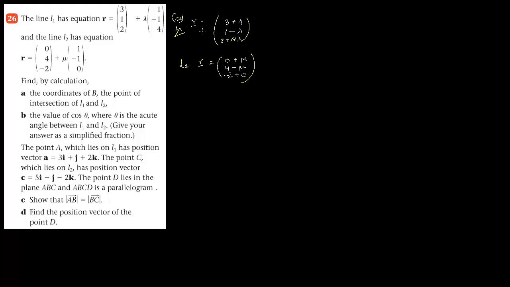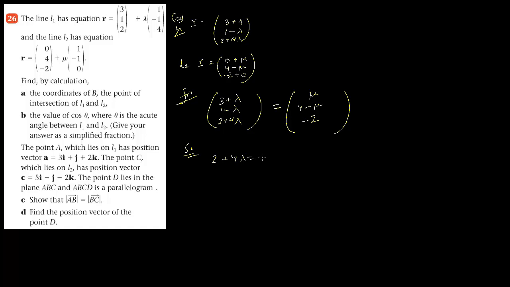Now what we have to do is, if they're intersecting, the two vectors should be equal. That means comparing i, comparing j, comparing k, or simply we can just write these two column vectors equal. 3 plus lambda, 1 minus lambda, 2 plus 4 lambda equals mu, 4 minus mu and minus 2. So we have three equations here. If I take the final one, 2 plus 4 lambda equals minus 2, I can easily find the value of lambda. So lambda would be minus 4 divided by 4, which is minus 1.